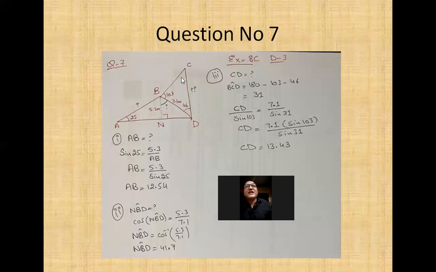So once you know this angle, 31, I can apply the sine rule. The sine rule says that CD divided by sine of 103 will be equal to 7.1 divided by sine of 31, which is here. So I want to find out the CD. The CD will be equal to 7.1 times sine 103 divided by sine 31. On your calculator, you will write 7.1 multiply sine 103 equals, divided by sine 31 equals, and that will give you 13.43. So this is how you find the CD.